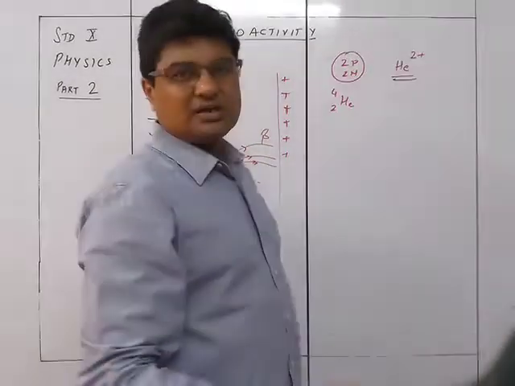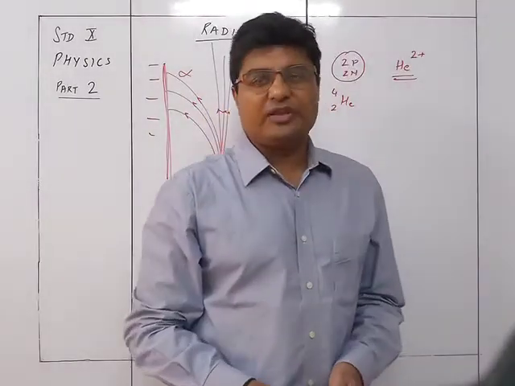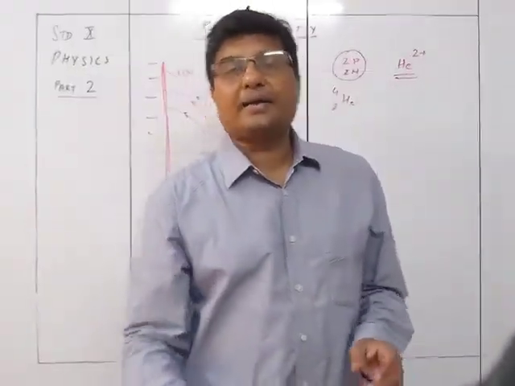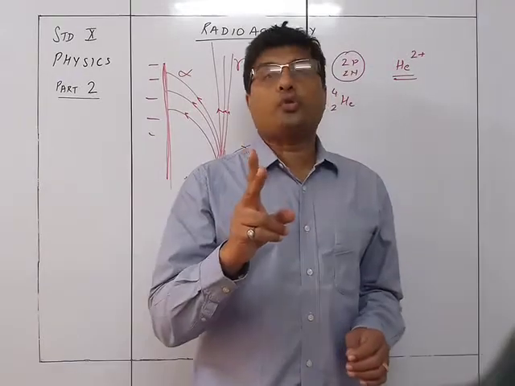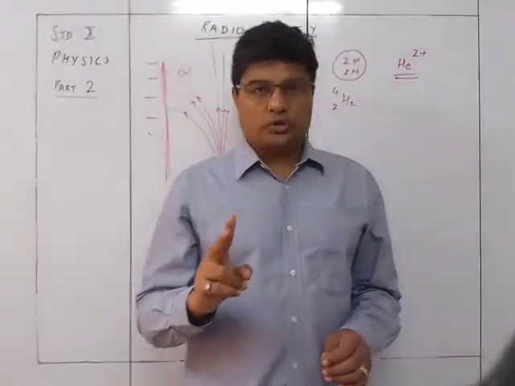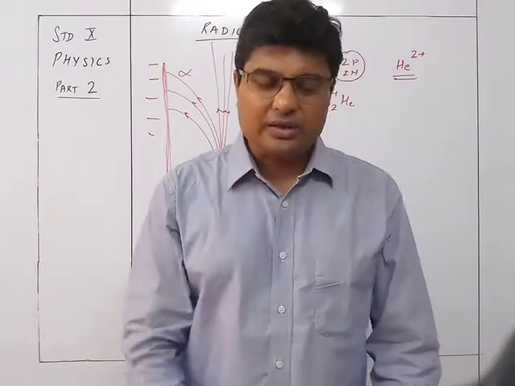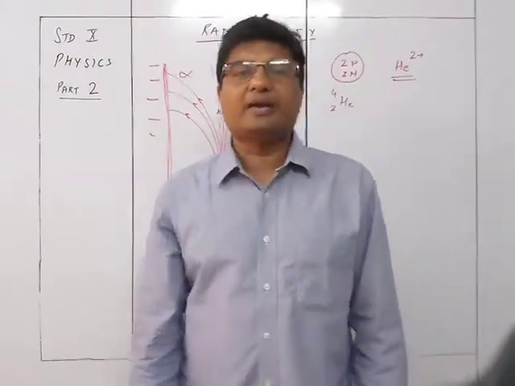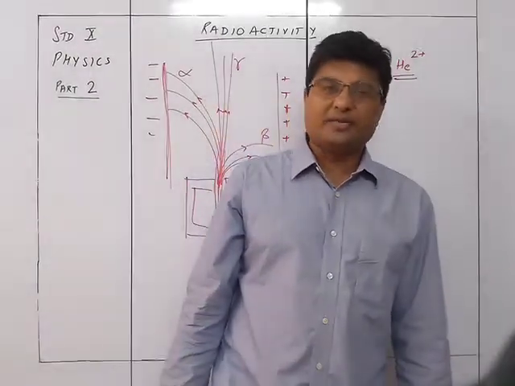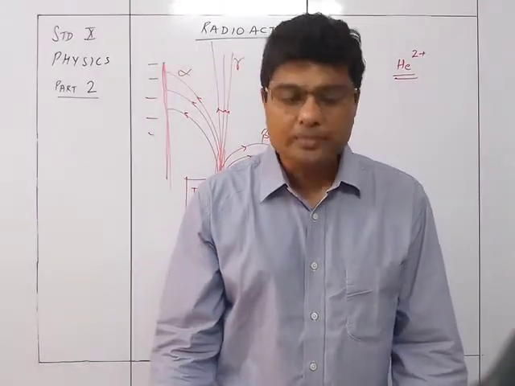So this is the structure of the alpha particle. The alpha particle is made up of 2 protons and 2 neutrons. So it is a nucleus of helium. A helium nucleus is what an alpha particle represents. An alpha particle can be represented as a helium nucleus.